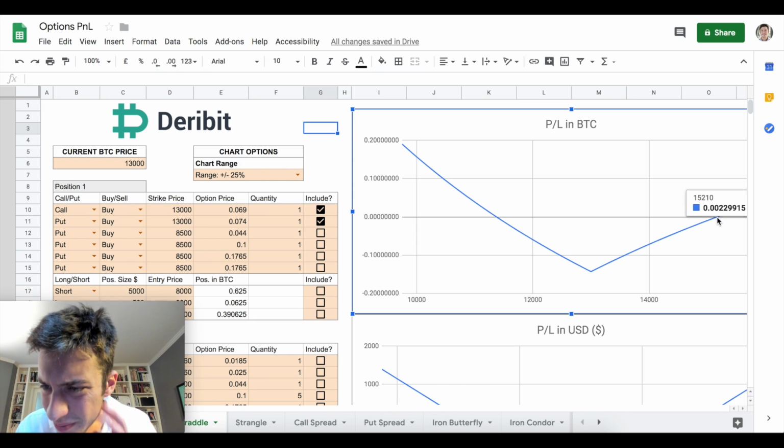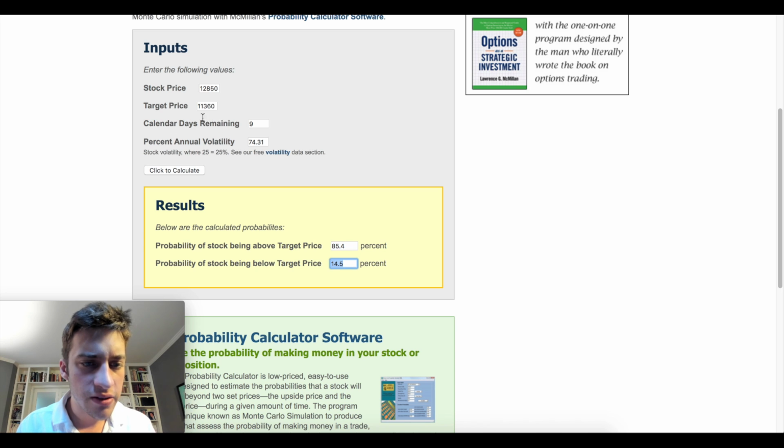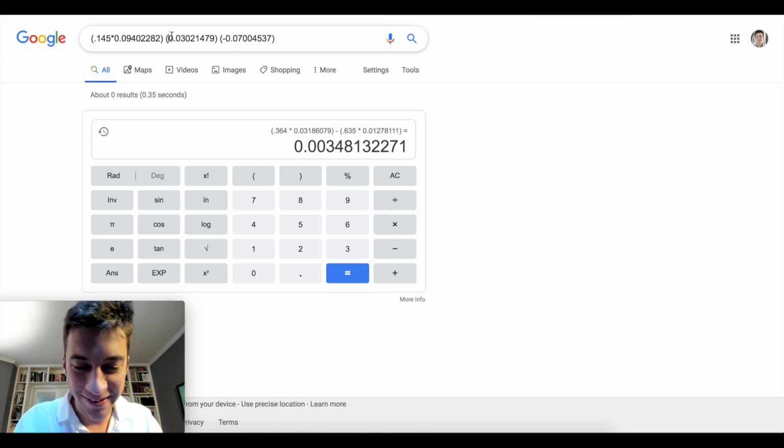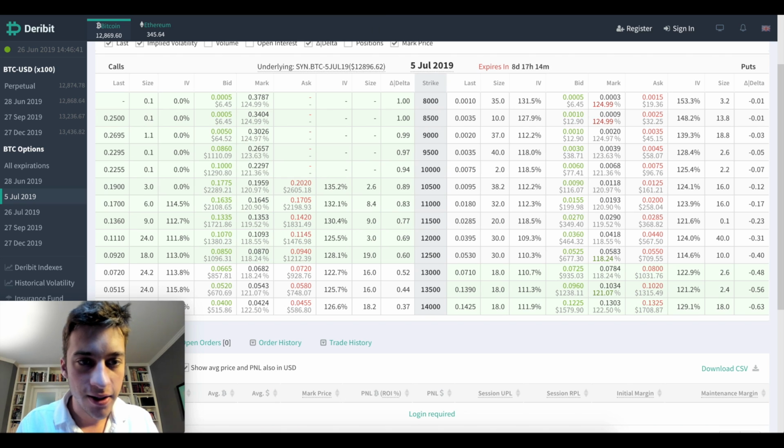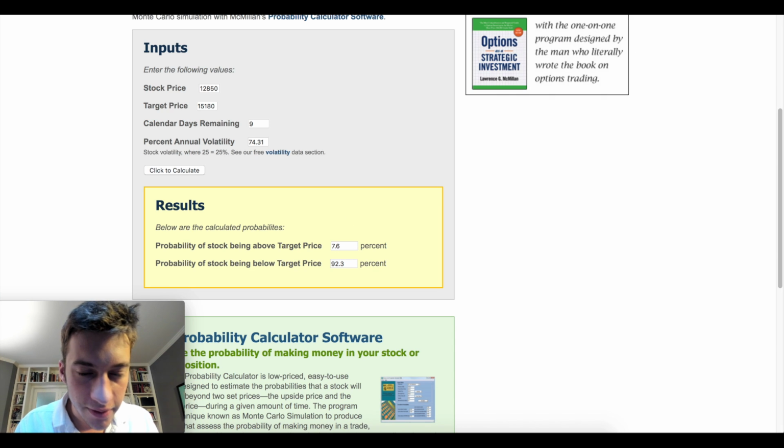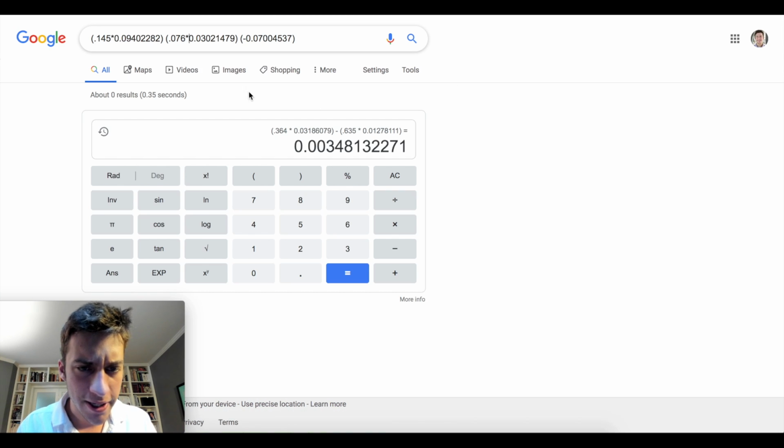15,180, I think. So 15,180. I mean, the probability of price being above that is 7.6%. So maybe this long strangle isn't looking great. 0.076, because that's the probability of price going above there. Not great. Now, what's the probability that we lose money?